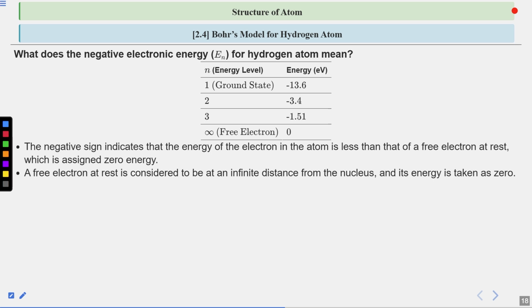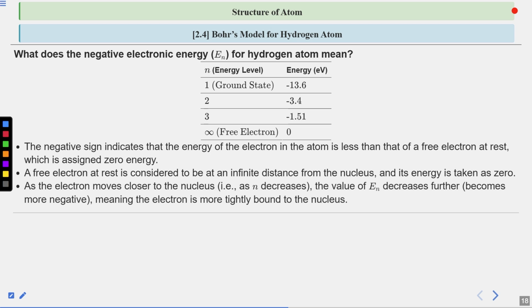So we can easily say if an electron is present at infinite distance, its energy will be 0 because E is equal to minus 1 by n square into a constant. If n is infinity, then 1 by infinity square will be 0. And as the electron comes closer to the nucleus, its energy will be more negative. That means it is more stabilized because the attraction between electron and proton goes on increasing. Once the attraction is increased, the energy is decreased. So the more the attraction forces, the less is the energy.